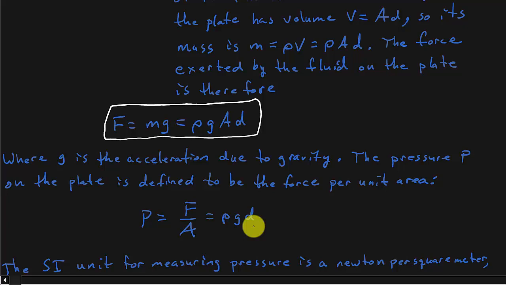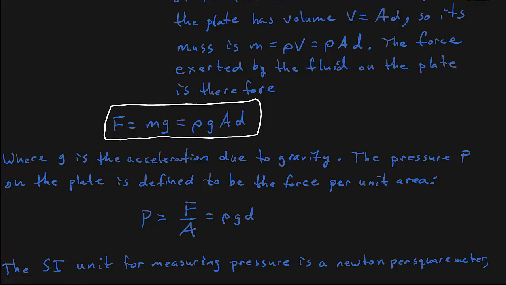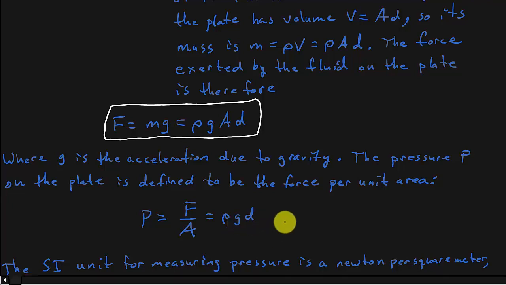Hopefully that makes sense to you. Let me just show you here. The pressure is equal to force over the area. Well, what's the force? The force is this up here, rho times g times A times d, so rho times g times A times d over A. And then you can see how the A's cancel out, and you're left with just this for your pressure.